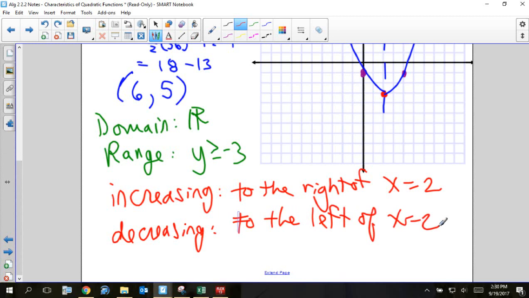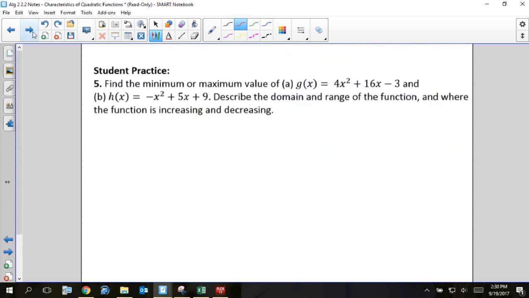Okay, we're going to do one more. There's some student practice. I told you to write some of them. We'll just do one of them. Same thing. Let's do B. So what do you guys need to find first? Axis of symmetry. Then what? Vertex. Then what? Y-intercept. Then graph it. Go ahead and work on that while I'm getting your graph.